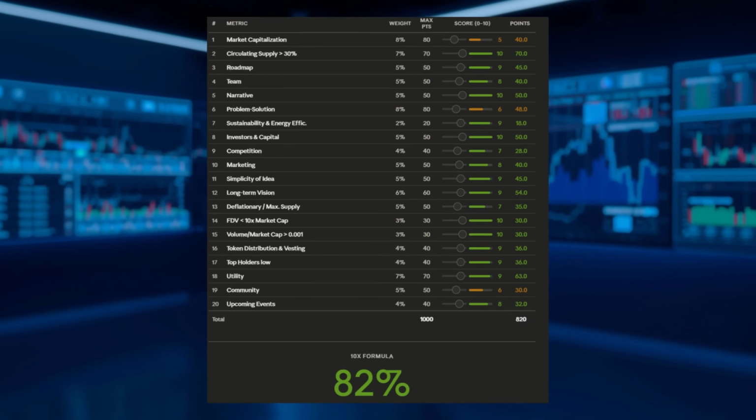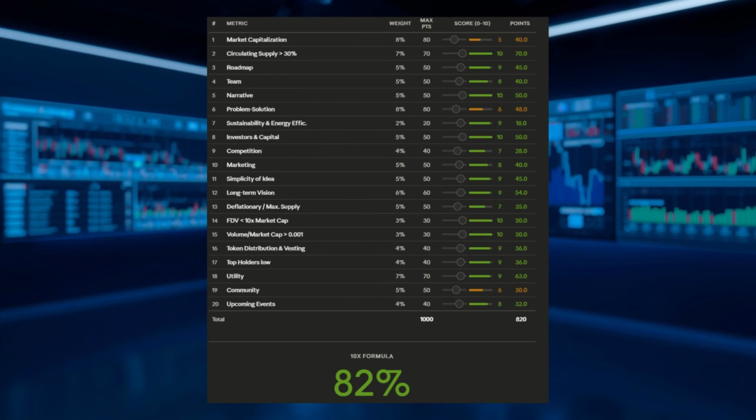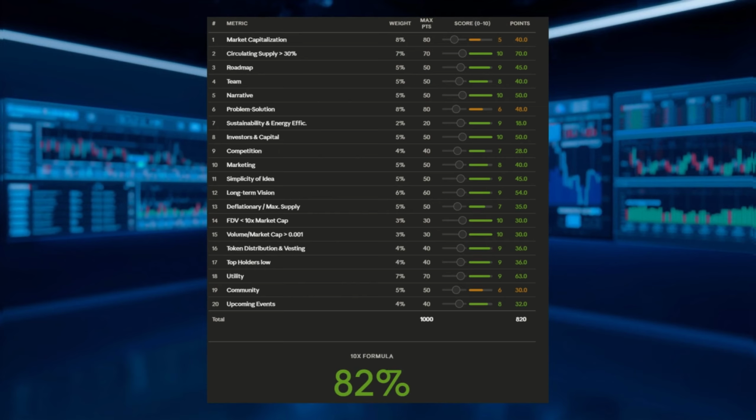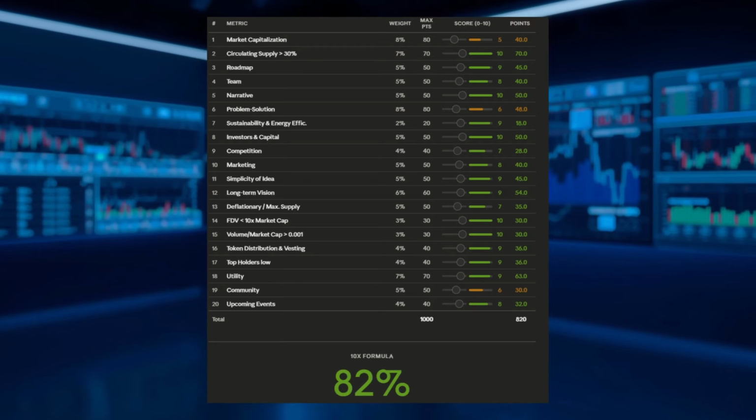Then all the values are added together. The maximum score is 1000 points, and in the end this results in the overall score as a percentage, so it's extremely easy for you to understand. Let's take a small example. 820 points would be 82%. The higher the score, the higher the altcoin is valued from a fundamental point of view.